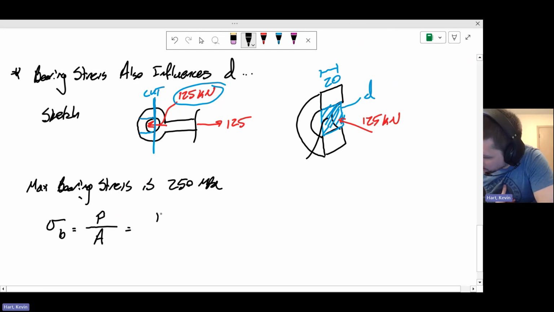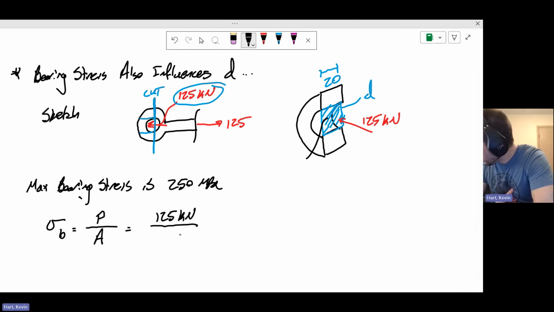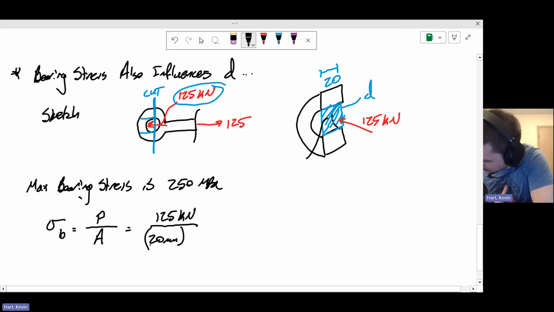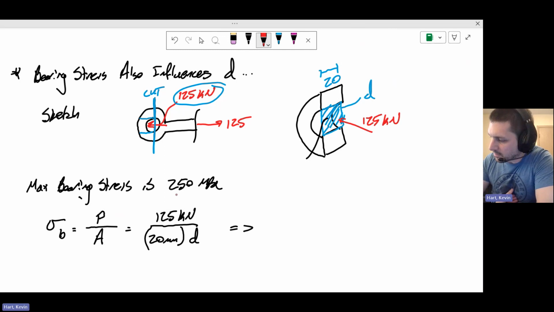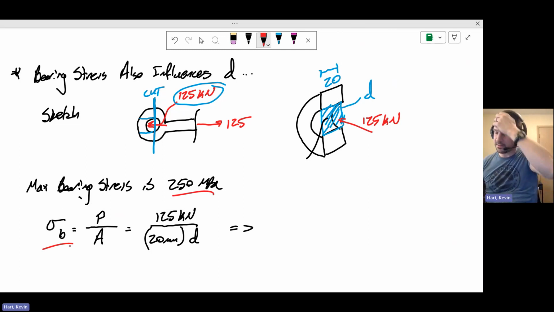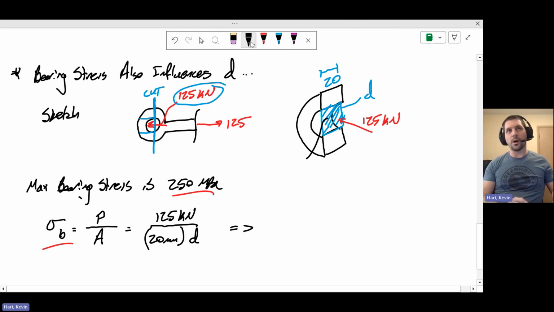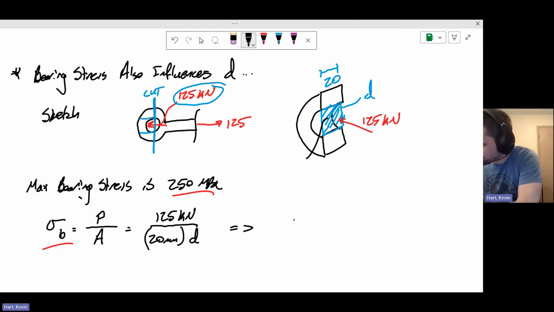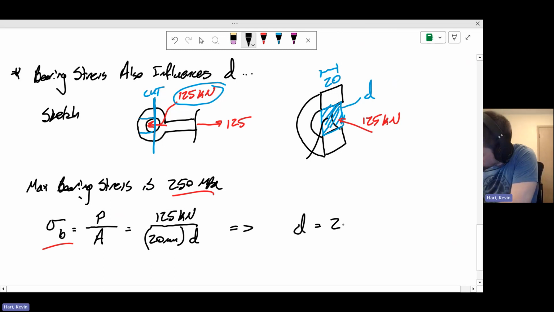And I know this is 125 kilonewtons divided by my 20 millimeters for the thickness of the tie rod multiplied by the diameter D. So all this together, since 250 MPa is the bearing stress here, you could calculate what's the minimum diameter required so that we don't fail in bearing stress. And in this case, the minimum diameter required so we don't fail in bearing stress is 25 millimeters.